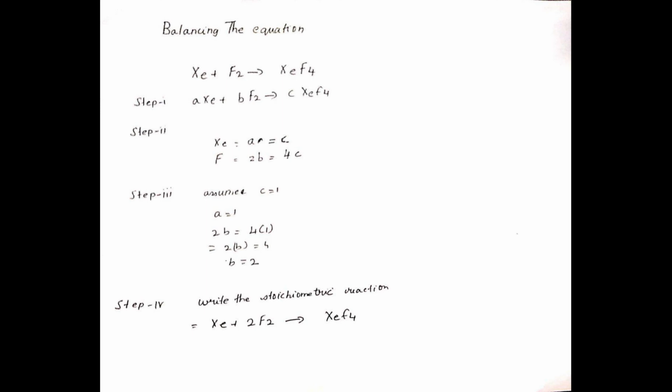Now we write the stoichiometric equation by substituting the values of A, B, C in their positions. So we get Xe plus 2F2 gives rise to XeF4. Now the chemical equation is balanced. This is the algebraic method to balance this chemical equation.